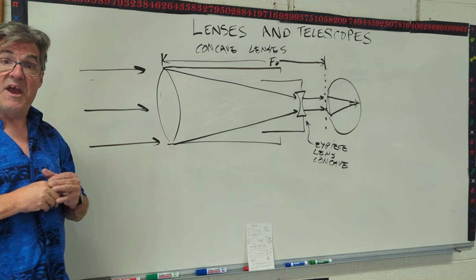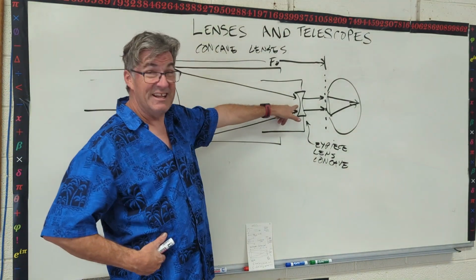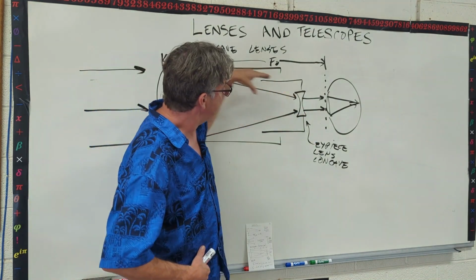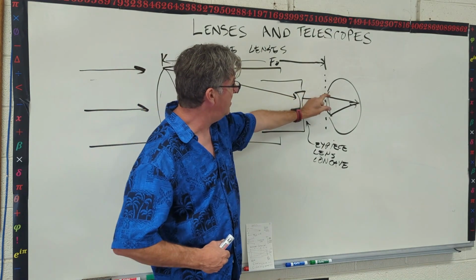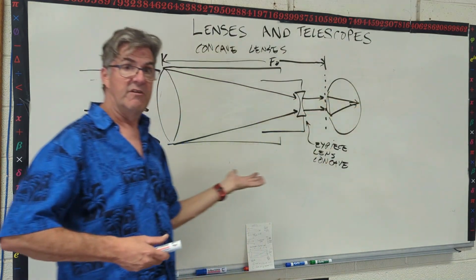So this is a different way to do that. It doesn't focus it. The second lens is actually within the focal plane of the first. And it takes those converging beams of light and makes them parallel. And then your eyeball further focuses it so you can see it on the back of your retina.